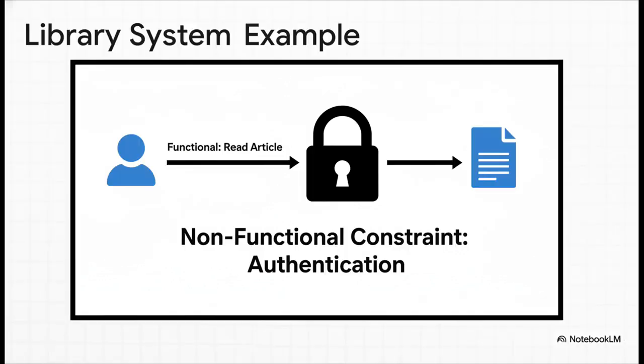To anchor this in reality, let's just imagine a library management system. Say a user wants to read an article online. Okay, that is a purely functional requirement. It's a specific, tangible feature. But what if the system demands that the user be authenticated with a password before they can access that article? That right there is a non-functional constraint. It places a strict security boundary on exactly how that functional requirement is delivered.